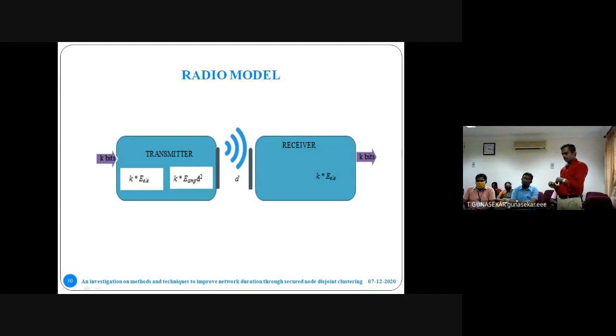This transmitter is trying to forward k bits of data to this receiver. In that condition, the transmitter consumes two different power levels. The first is due to the electronic circuits of the transmitter, and the next is due to the amplifier section. In the receiver section also, some amount of energy is consumed to receive the bits or data transmitted from the transmitter.